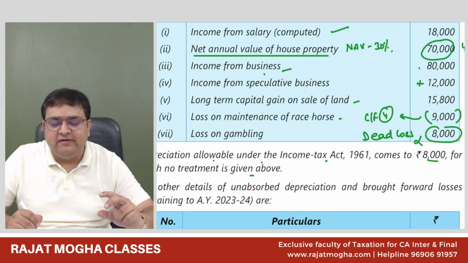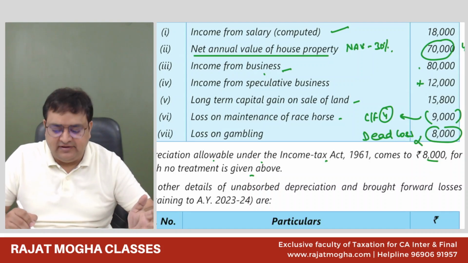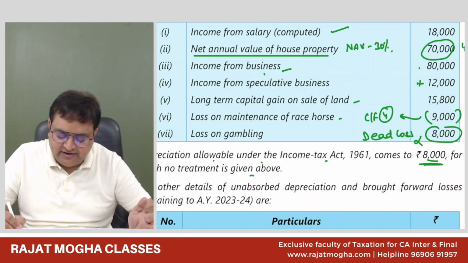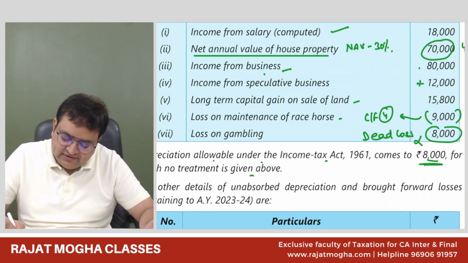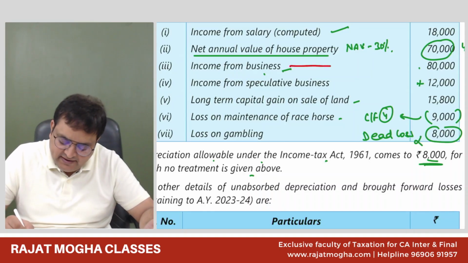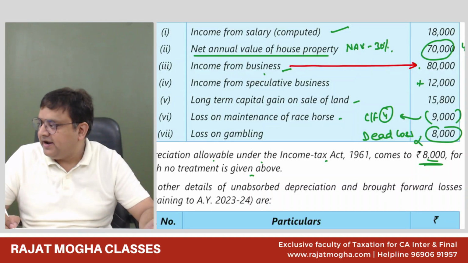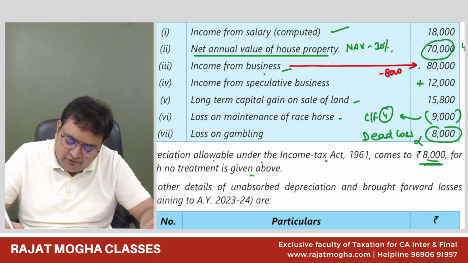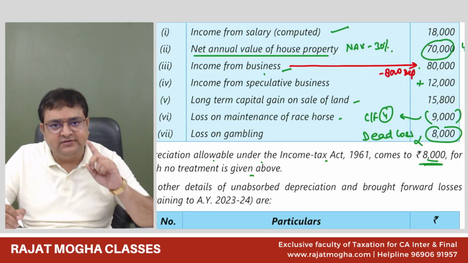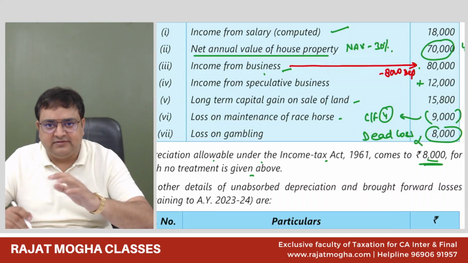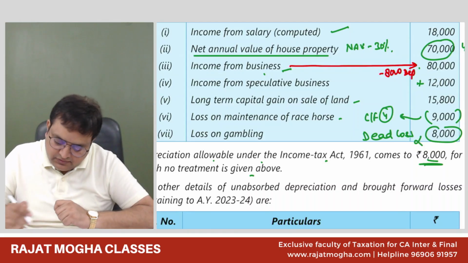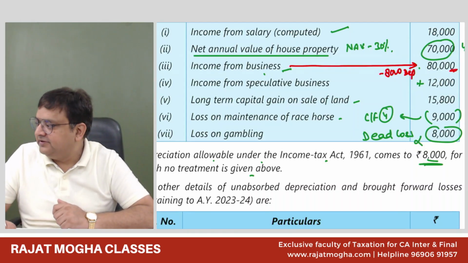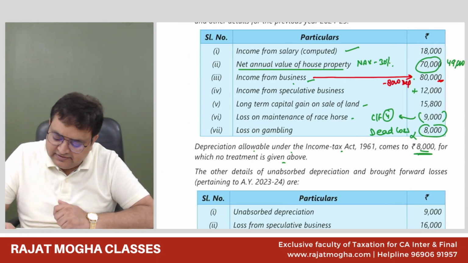Now, depreciation allowable under the Income Tax Act comes to 8,000, for which no treatment is given above. So they have not given the treatment of the current year depreciation. This is a current year depreciation of 8,000. What we need to do is, from this 80,000 PGBP income, we have to subtract 8,000 depreciation. This 8,000 depreciation should be allowed from here because it is a first priority current year expense. So this 80,000 will become 72,000.